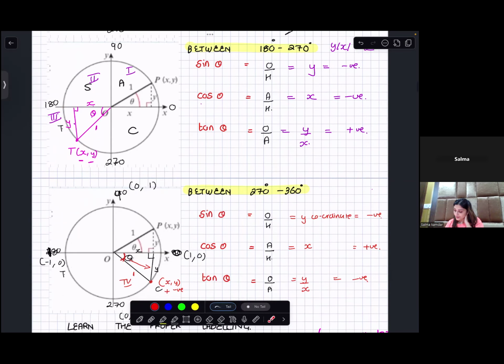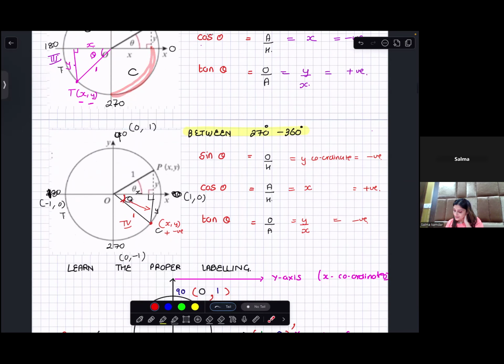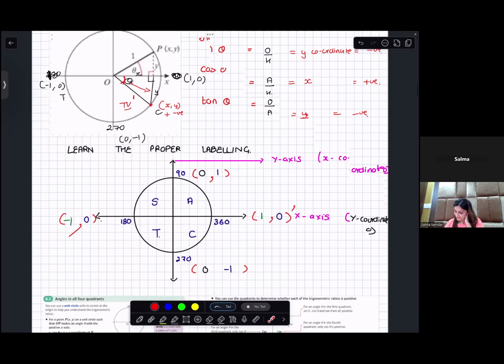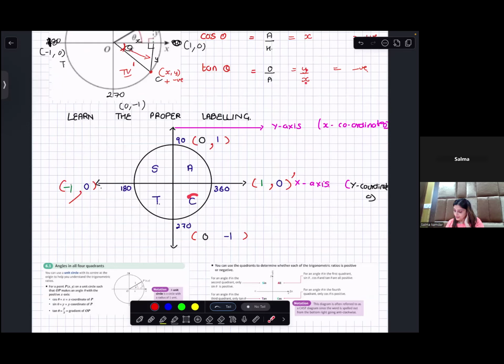The fourth quadrant, that is between 270 to 360. X is positive and y is negative. Only the cos is positive. So x is positive, y is negative. Even the tan is negative. So only the cos is positive.